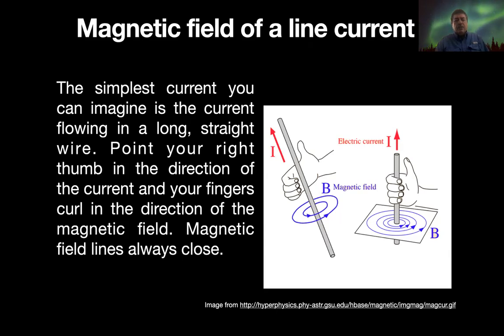Now, magnetic field lines always close. That's because there's another one of these fundamental laws of electromagnetism, Gauss's law, that says that there are no isolated magnetic charges. There's always a plus with a minus, a north with the south. And that means that all magnetic field lines must be closed. And it's a fundamental fact of nature. So the magnetic field lines around a current carrying wire will form circles, as indicated in this diagram.